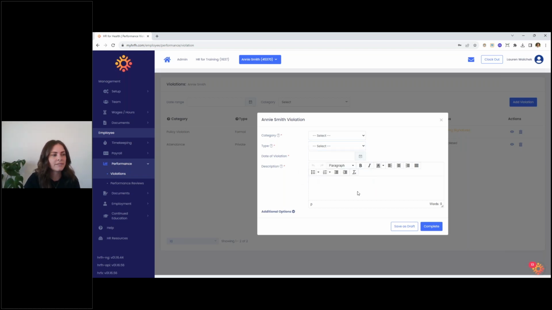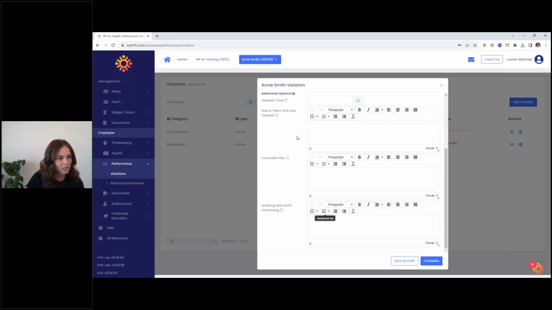Description is just a high level of what the violation was. Maybe it was, Annie's been tardy 3 times this month. We've talked to her about it, 4 times, whatever it might be. And then under here, there's some additional options as well. So you can put a specific time. Maybe there was an outburst and you need to document the actual time that it happened. The rule or policy that was violated.